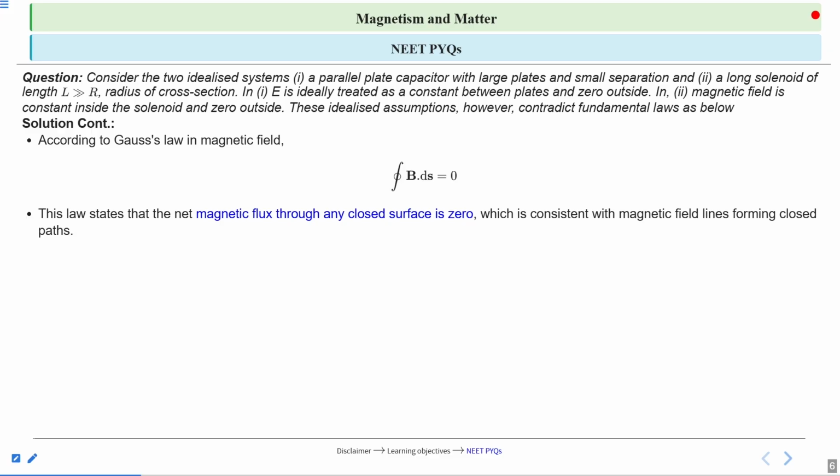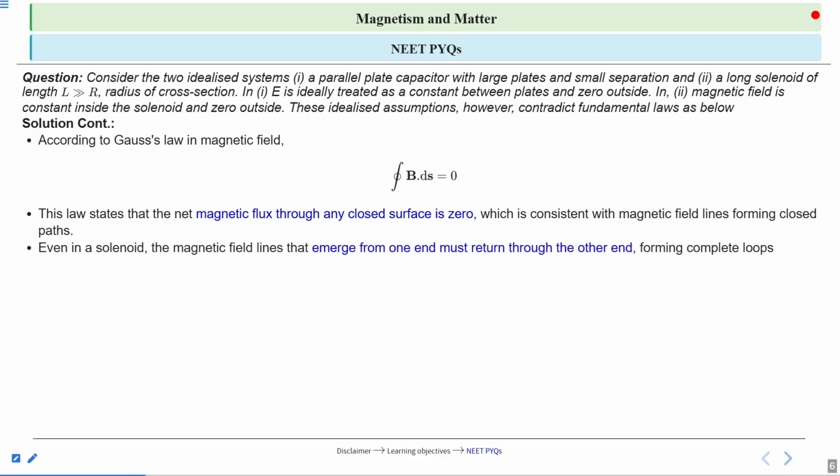So magnetic field lines start from the north pole and end on the south pole. That means there is inward as well as outward flux, and it is equal, because they are forming closed loops and monopoles do not exist. Even in the solenoid, the magnetic field lines that emerge from one end must return through the other end. But in case 2, we have assumed that there is no magnetic field outside. If there is a magnetic field along the axis, after emerging from one end, it must return to the other end to form a closed loop.